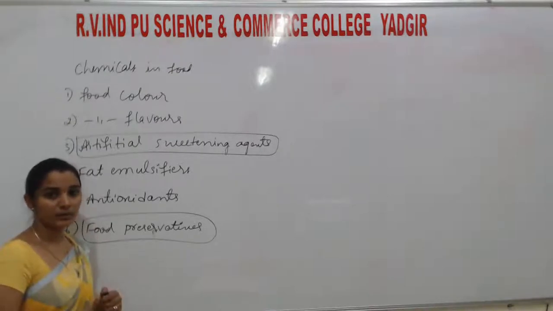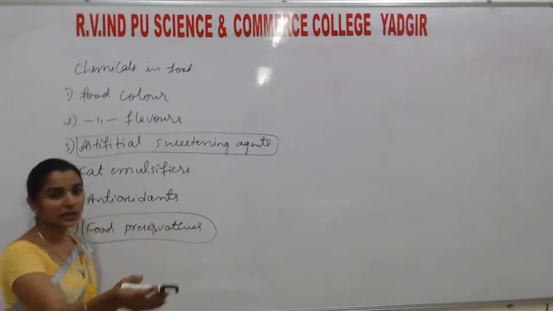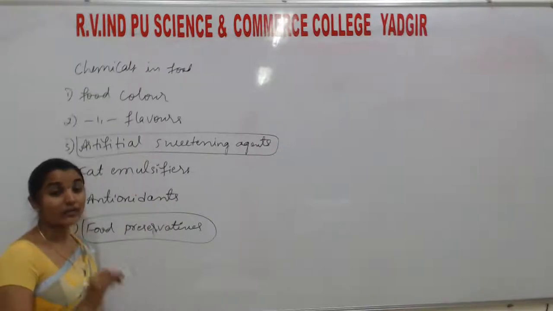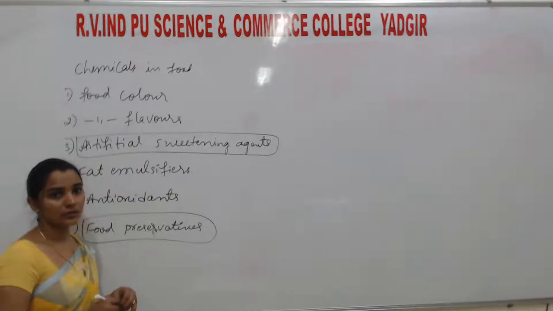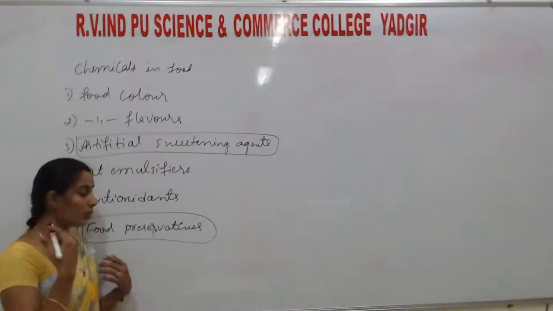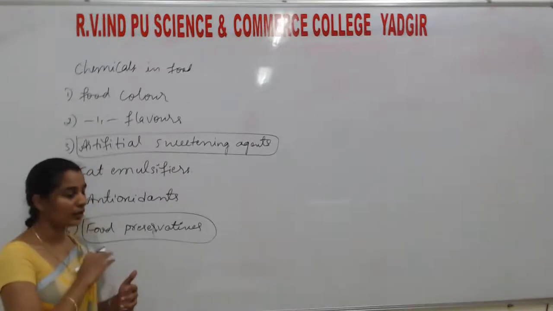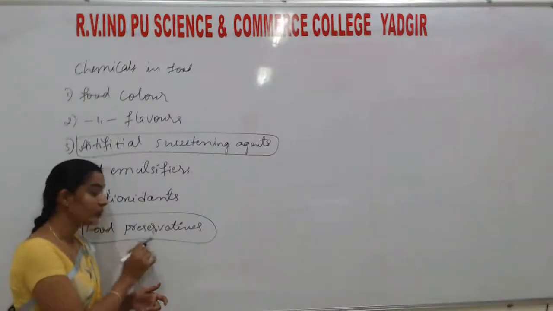Next, food preservatives are the ones used to keep food for a long time. For example, any packed foods, from when you manufacture it until the expiry date, a suitable chemical will work. Understood? The best homemade food preservative is salt. If you add salt to anything, it won't decompose and it won't spoil that easily.